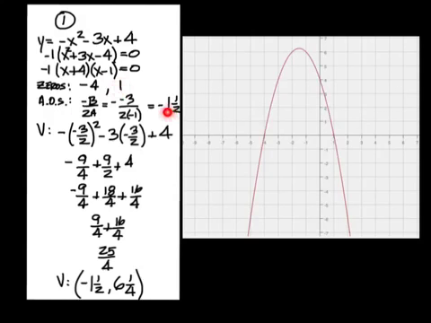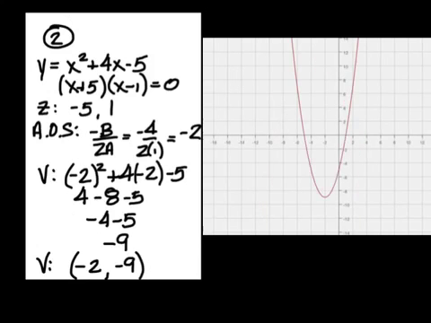Axis of symmetry, negative 1.5. The vertex should be negative 1.5 and 6.25. So here's your vertex at negative 1.5 and 6.25. There's your zeros, negative 4 and 1. And it continues through the graph.